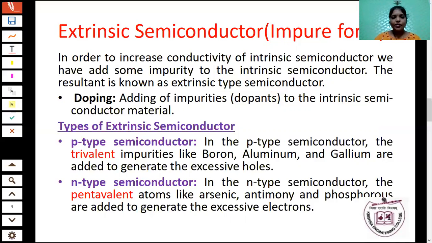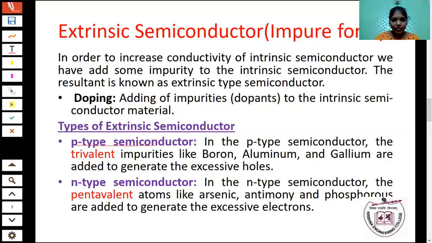There are 2 types of extrinsic semiconductor. One is the p-type semiconductor, the second is the n-type semiconductor. What is the meaning of p-type semiconductor? A p-type semiconductor is formed by adding trivalent impurities to the intrinsic semiconductor. The p-type semiconductor means we are going to add trivalent impurities.